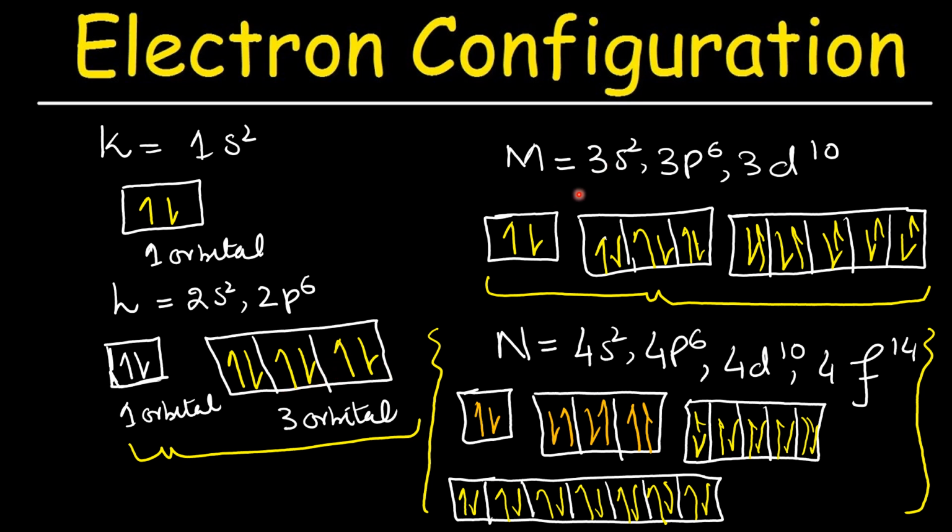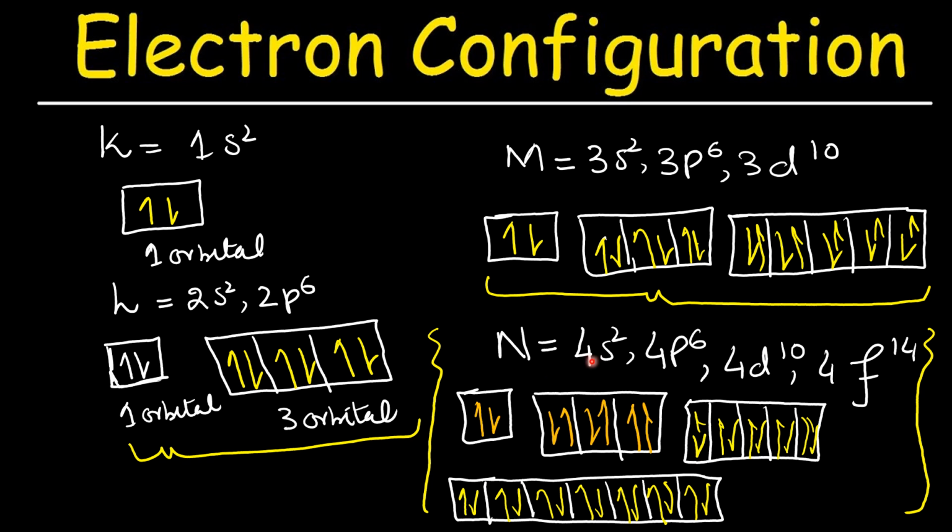In case of the M shell, there are three subshells. These subshells are 3s2, 3p6, and 3d10. The s subshell has the ability to accommodate two electrons in its one orbital, whereas the p subshell will accommodate six electrons in its three orbitals, and the d subshell will accommodate 10 electrons in five orbitals in the form of pairs.